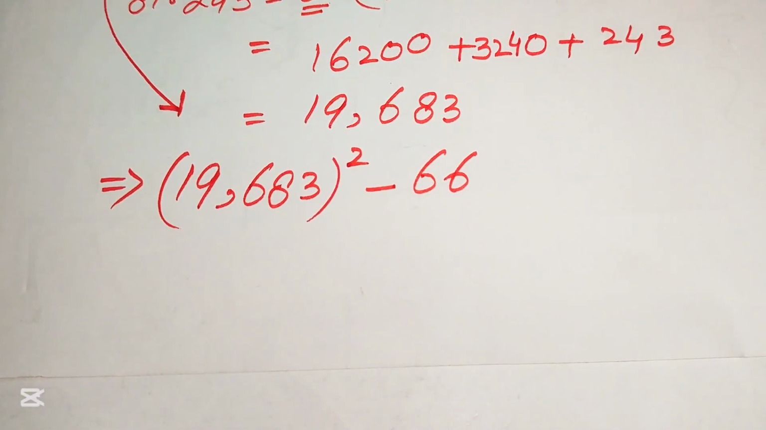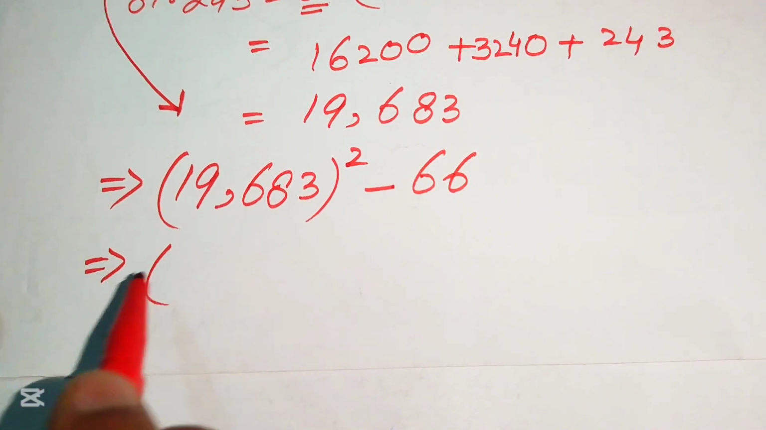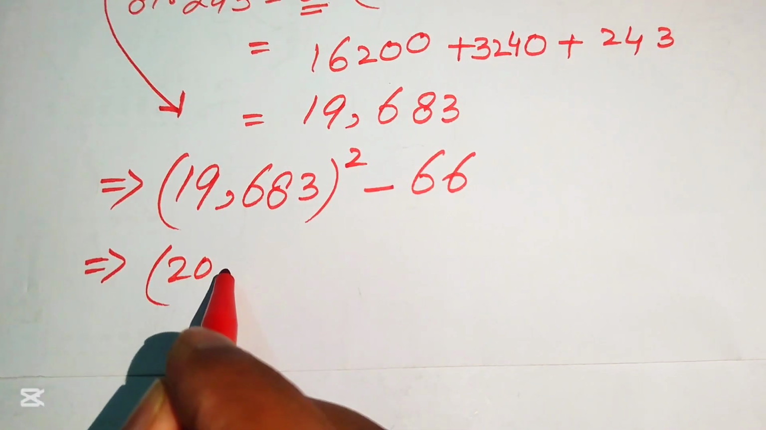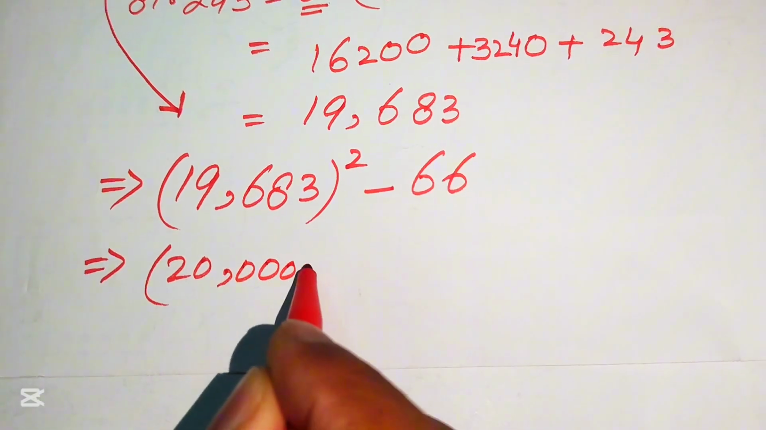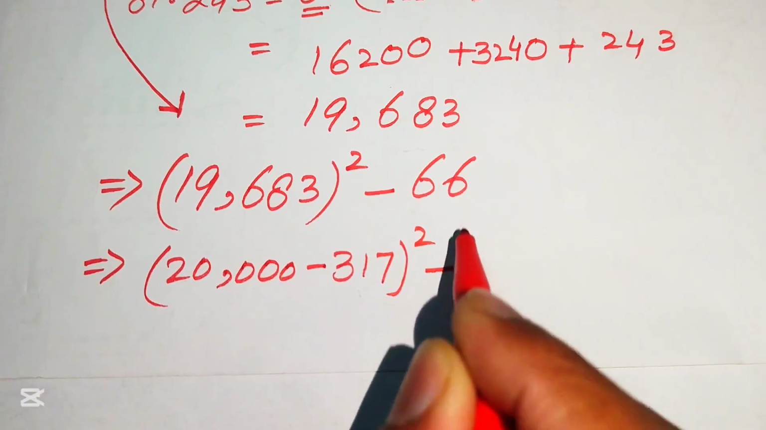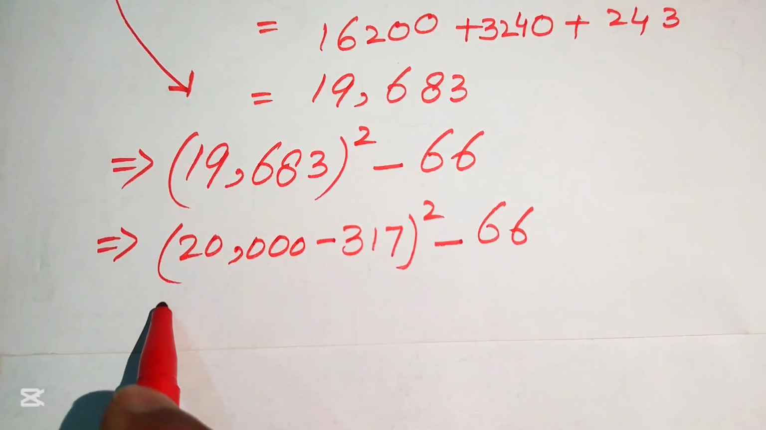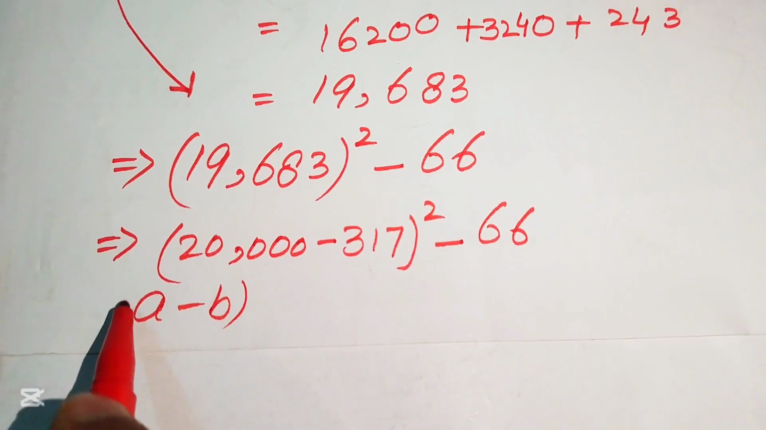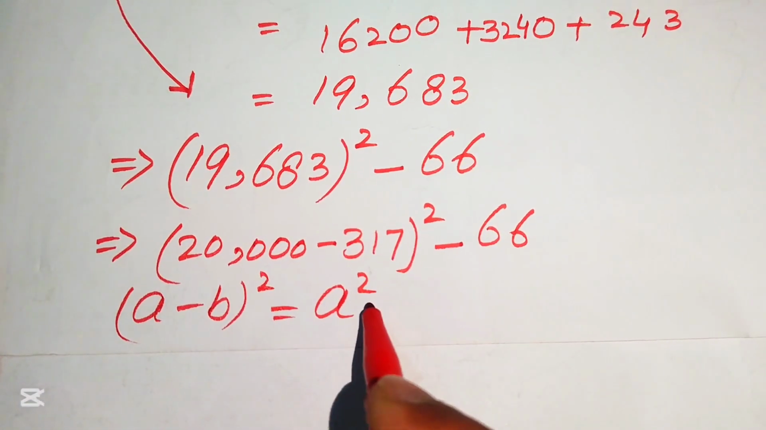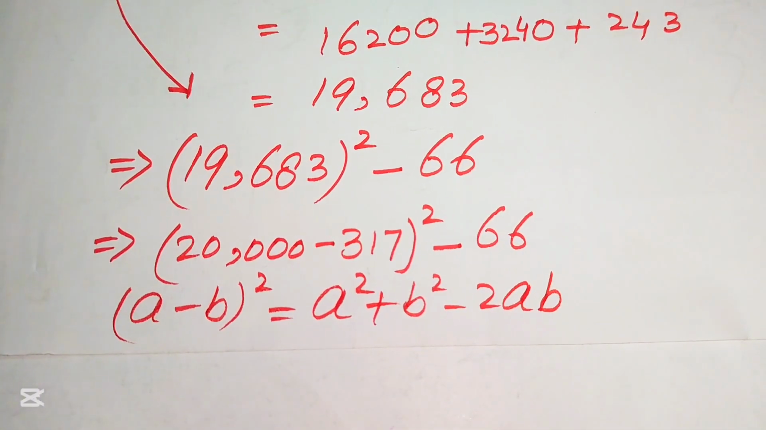In order to move forward we break this value in this form. We write this term as 20,000 minus 317 whole square minus 66. Here we will apply the nice algebraic formula. You know that if we have a minus b whole square, it is equal to a square plus b square minus 2 times ab.